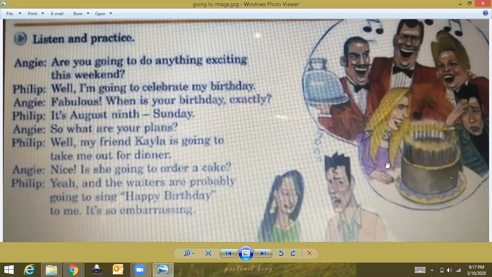So pay attention. Are you going to do anything exciting this weekend? Well, I'm going to celebrate my birthday. Fabulous. When is your birthday exactly? It's August 9th, Sunday. So what are your plans? Well, my friend Kayla is going to take me out for dinner. Nice. Is she going to order a cake? Yeah, and the waiters are probably going to sing happy birthday to me. It's so embarrassing.